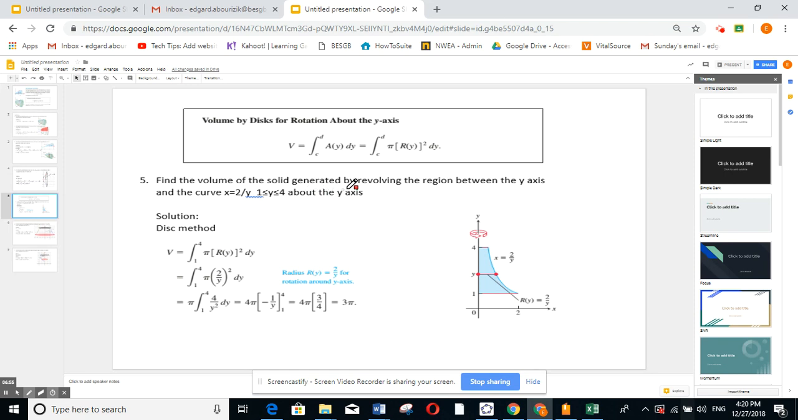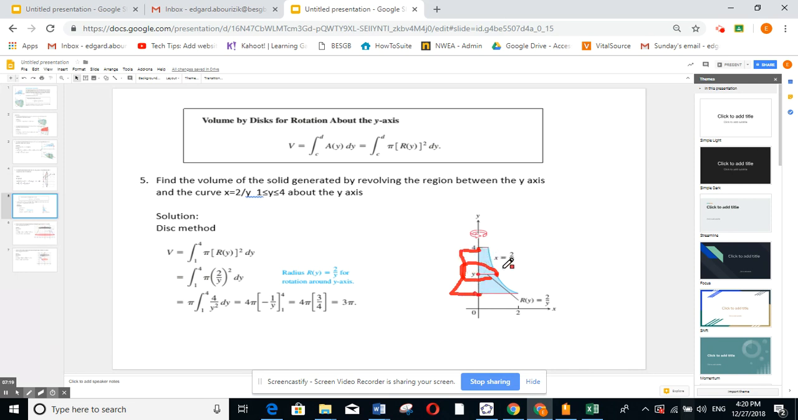Find the volume of the solid generated by revolving the region between the y-axis and the curve x equals 2 over y, where y is between 1 and 4. So here y goes from 1 till 4. You want to revolve it. If you revolve it, you're going to get something like this, and here just the opposite, symmetric with respect to that one.